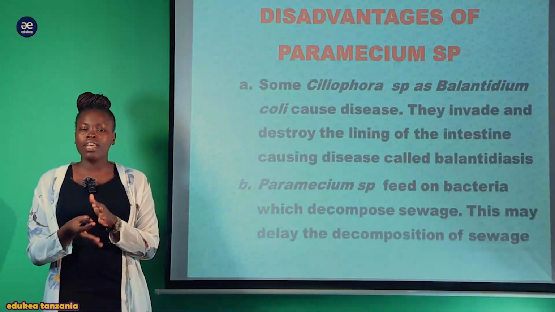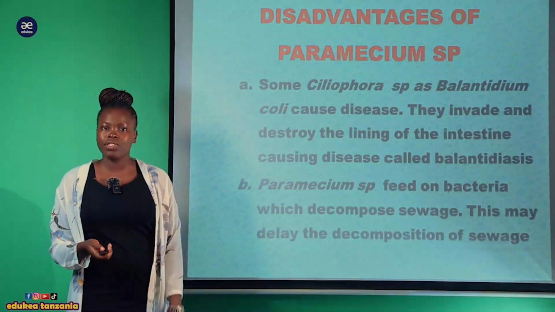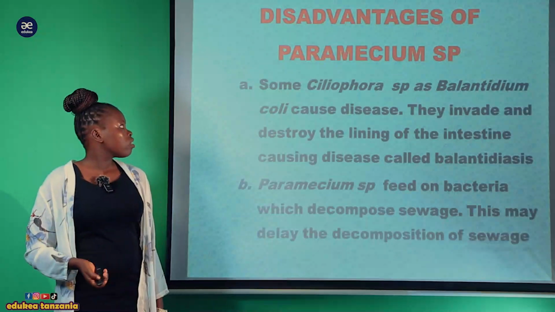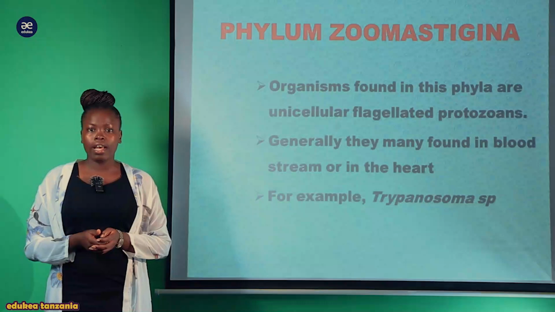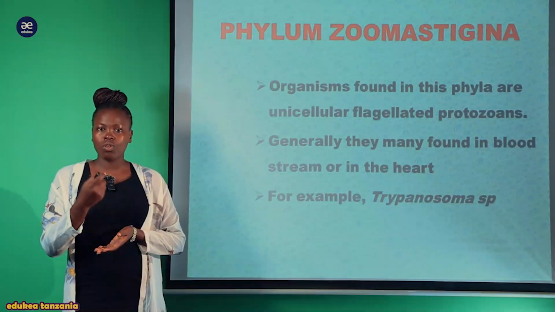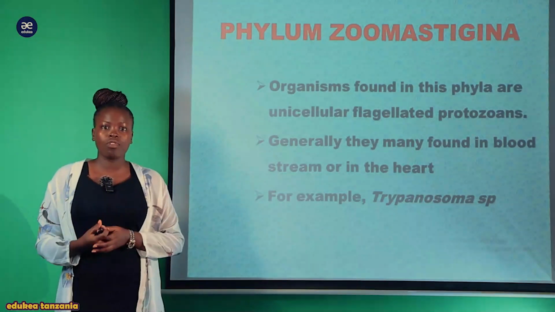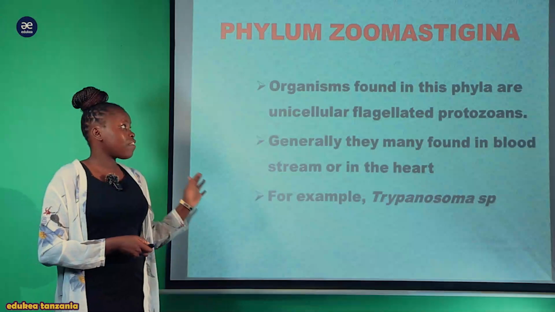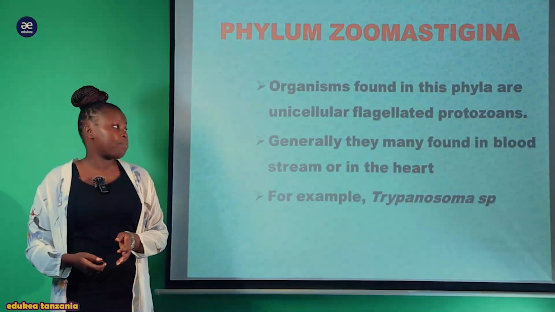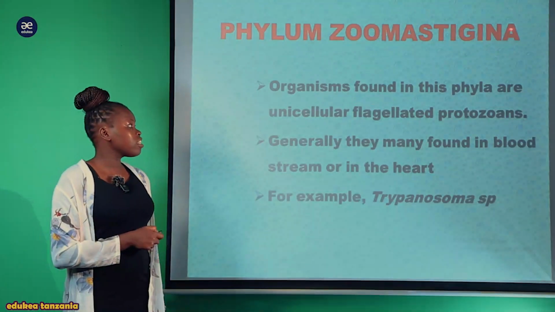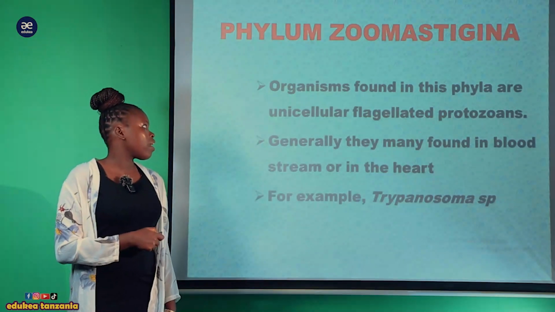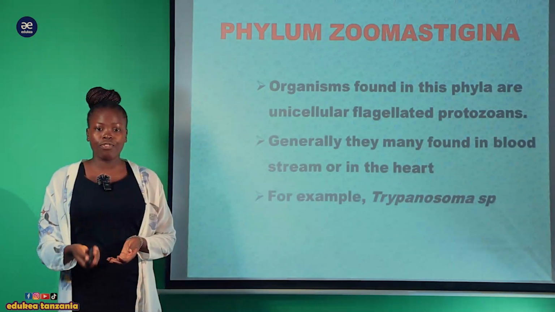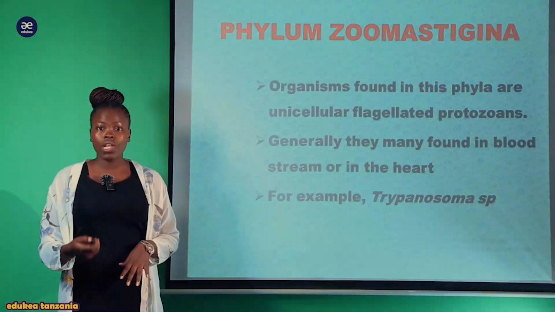That was all about the phylum Pseudophora. Now let's look at the last phylum of the kingdom Protoctista, which is phylum Zomastignia. The organisms found in this phylum are unicellular flagellated protozoa, meaning that they are unicellular, made up of a single cell. Also they have flagella for movement, so they are mobile protozoa.